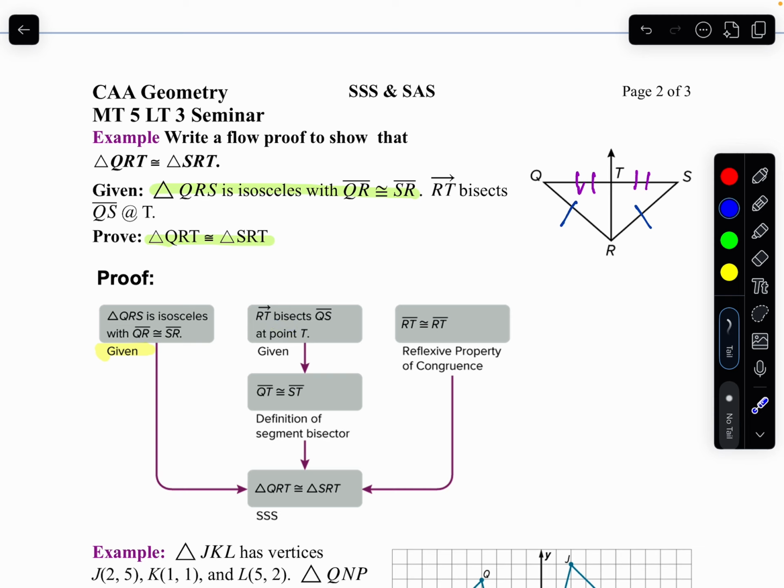And then finally, look for the simple one. RT is in both of them, isn't it? Since RT is in both my shapes, I'll say RT is congruent to itself. RT is congruent to RT. The reason I know that is reflexive. Now, if I put all 3 of them together, I've got side, side, side. So I'm going to say those 2 triangles are congruent by side, side, side as my reason.